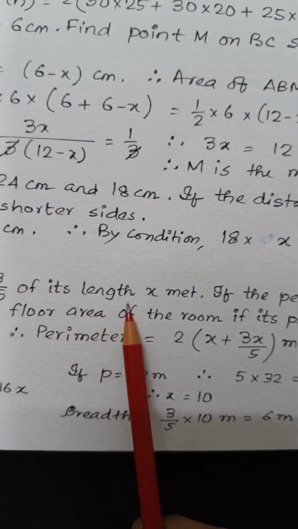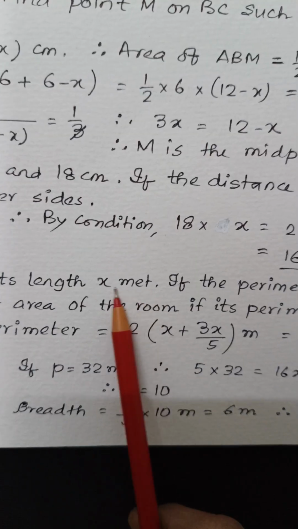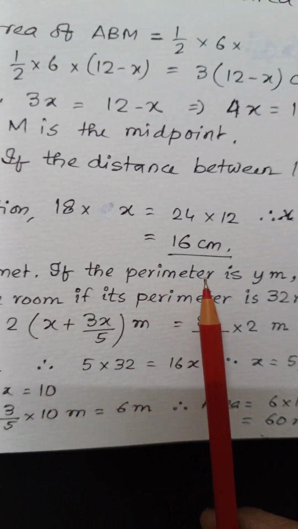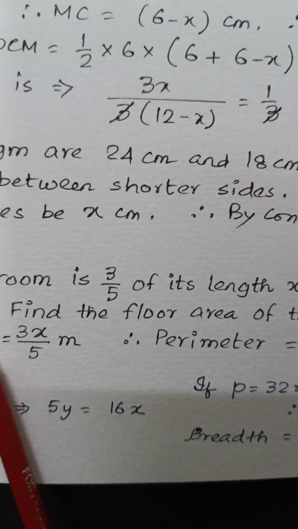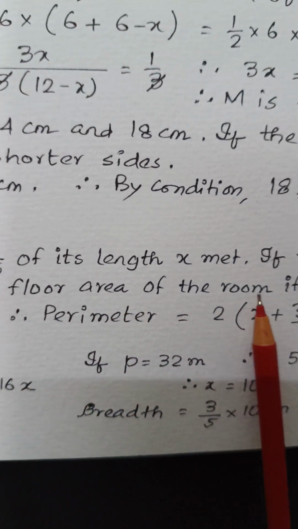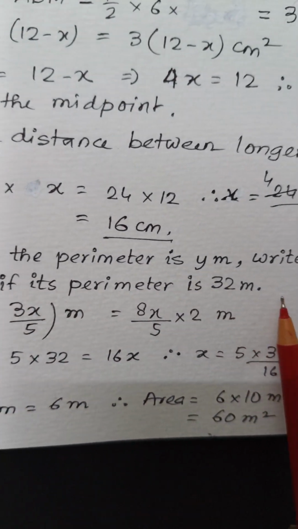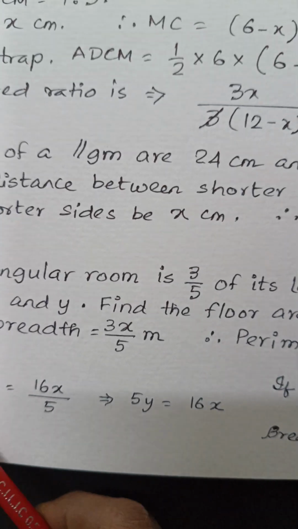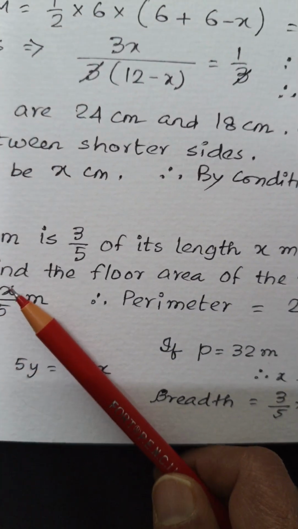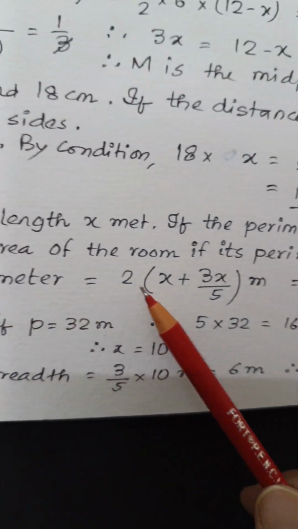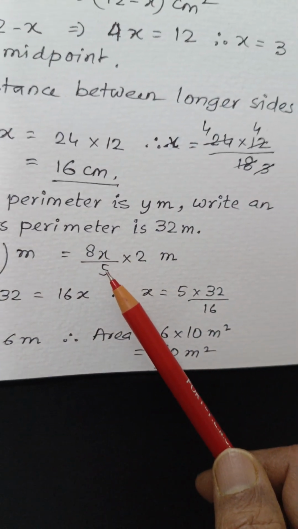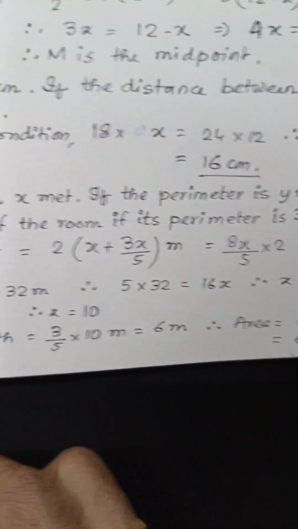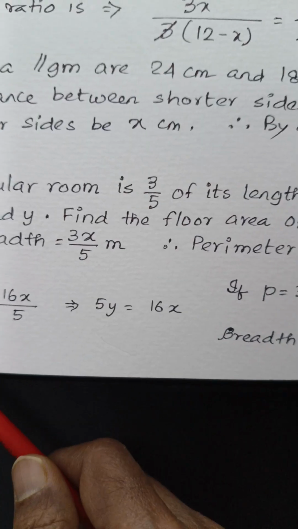The width of a rectangular room is 3 by 5 of its length x meter. If the perimeter is y meter, write an equation connecting x and y. Find the floor area of the room if its perimeter is 32 meter. Now length is equal to x meter, breadth is equal to 3x by 5 meter. Therefore perimeter is equal to 2 into x plus 3x by 5. That is 8x by 5 into 2.